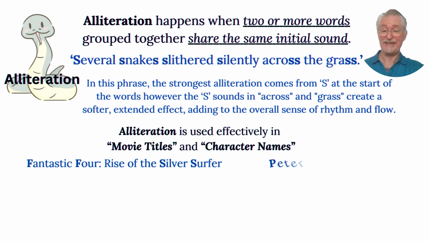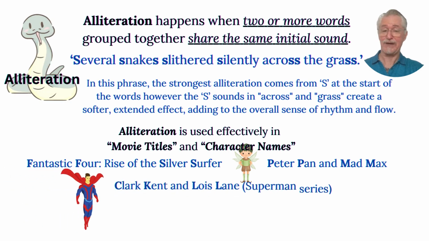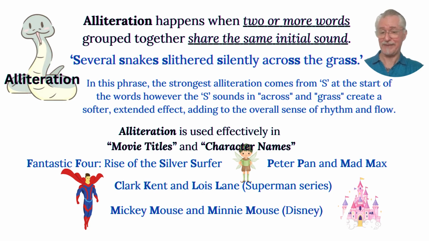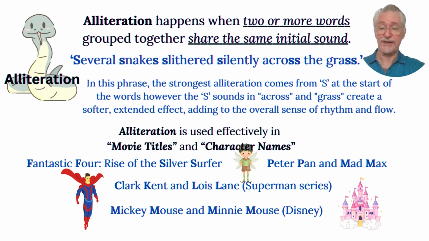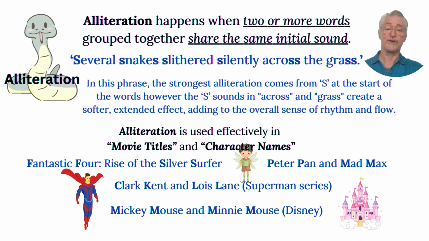In names, Peter Pan and Mad Max, Clark Kent and Lois Lane in the Superman series, Mickey Mouse and Minnie Mouse in Disney. Now, this use of alliteration is not an accident, right? The people that use it understand how effective it is, and so it's used with a lot of thought and a great effect.